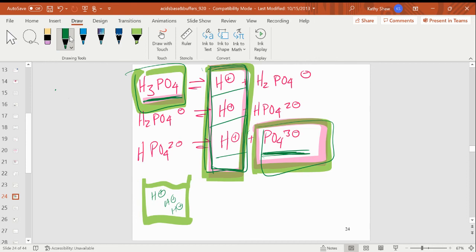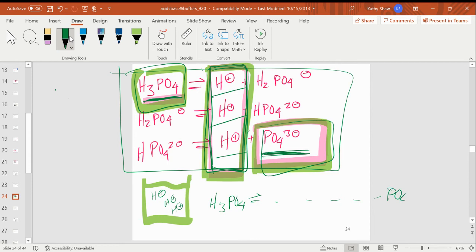In your notes, you may choose to write my three lines here as one long line, going from your phosphoric acid, going through all your steps, all the way down to the phosphate. And it makes it more clear that you're just going back and forth in the equilibrium, depending on whether you need hydrogen ions or need to get rid of hydrogen ions.